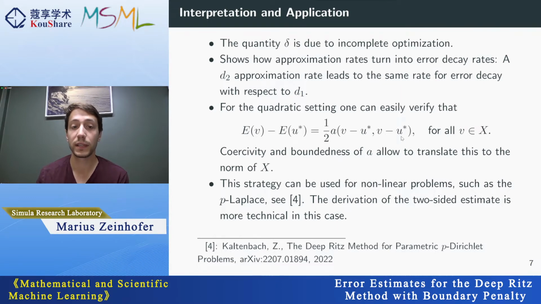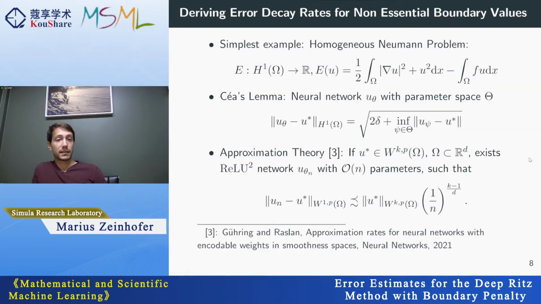And this term here can be translated into the norm of the space X if we assume that A is coercive and bounded. But this is not limited to the linear case. In fact, you can also use this strategy for nonlinear problems. Recently, we managed to show it for a p-Laplace equation. You can have a look at this preprint here if you're interested. But the derivation is much more technical than this easy calculation here for the quadratic case. And so now we have some sort of Céa's lemma.